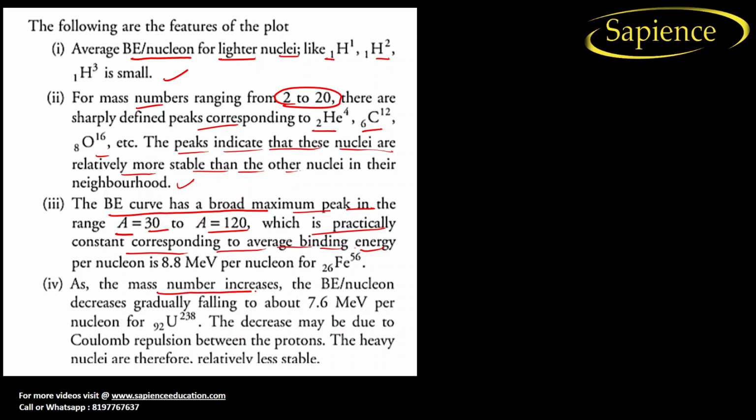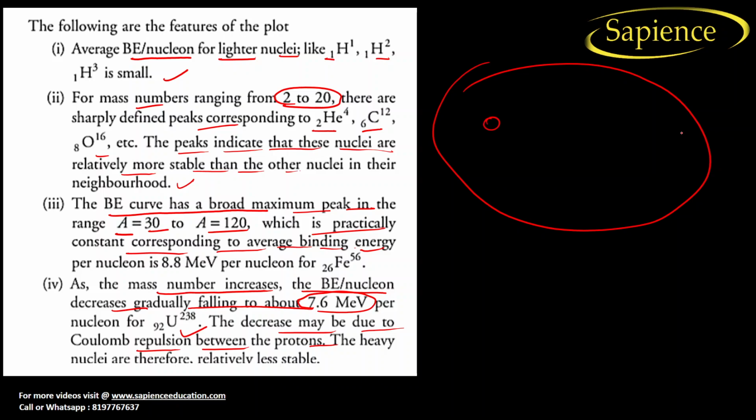Now, as the mass number increases, the binding energy per nucleon decreases gradually, falling to about 7.6 mega electron volt per nucleon for uranium. The decrease may be due to the Coulomb repulsion between the protons. As the uranium size is very large, there are protons and protons, so there will be repulsion. And you know that the nuclear force is a short range force. So whenever the size increases, the binding energy per nucleon will decrease, right?